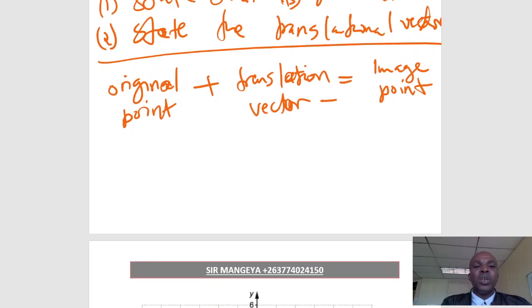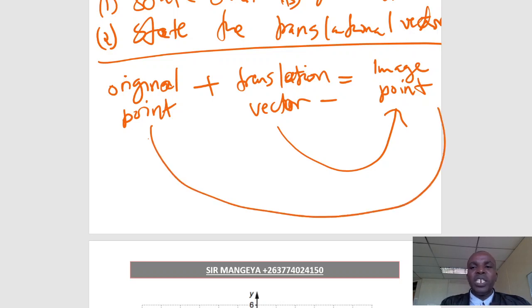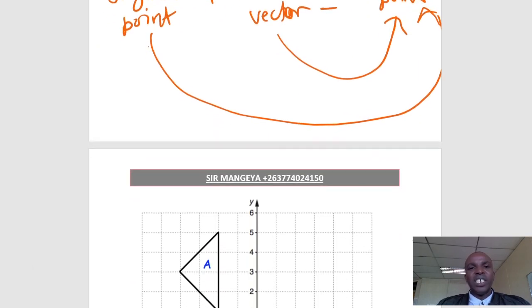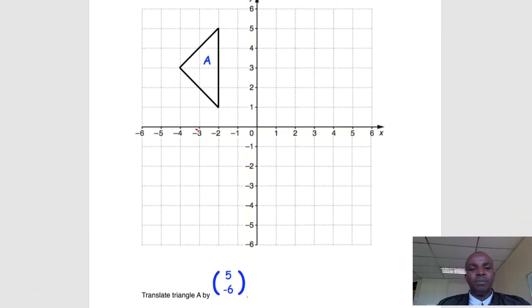So if you want to find the original point, you subtract: image point minus translation vector. That's the original point. If you want to find the vector, you take the image point minus the original point, just like that. So it's just this formula that we use.